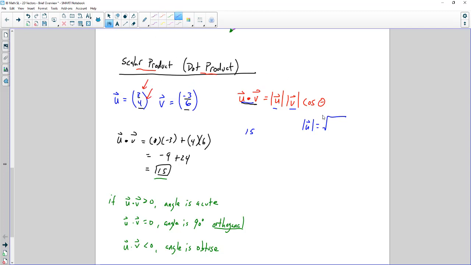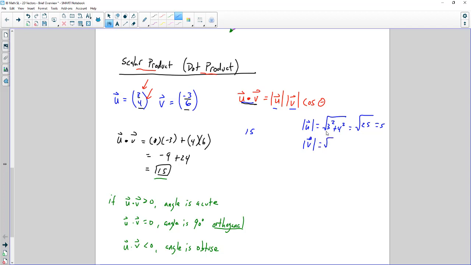If you recall, we've already done this. This is going to be 3 squared plus 4 squared, and that's going to equal the square root of 9 plus 16, which is 25 again, and this is going to give me a 5, of course. And then the magnitude of v, we're going to have to find as well.